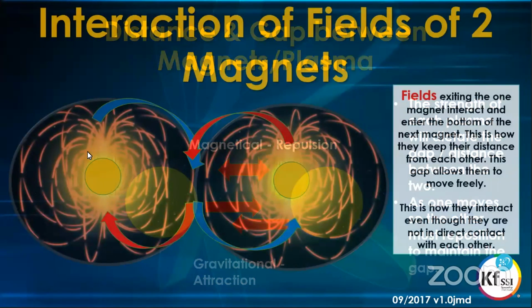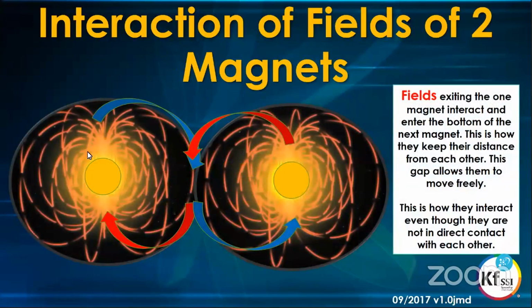And when you're looking at the fields between the two magnets, the fields exiting the one magnet interact and go into the bottom of the next magnet. And this is how they keep their distance from each other. This gap allows them to move freely, but they're still interacting with each other through the fields.